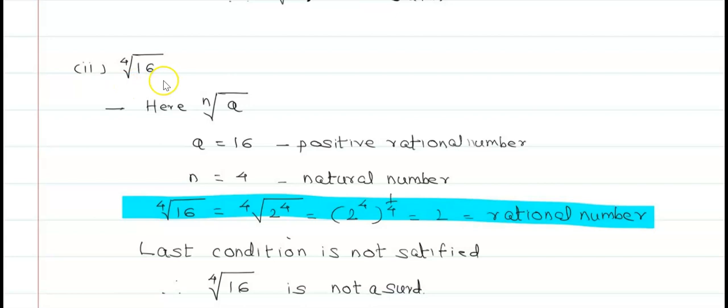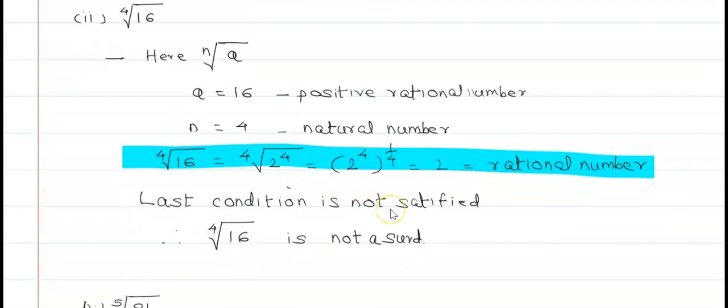Next is the 4th root of 16. Here a is equal to 16, which is a positive natural number. It's correct. n is equal to 4, a natural number. But what is the 4th root of 16? The 4th root of 16 can be written as the 4th root of 2 raised to 4, since 16 means 2 raised to 4. Now here 2 raised to 4, and the whole bracket to the power 1 by 4, comes to be 2. That is, these 4s get cancelled. Power to the power means multiplication of the powers, that is 4 into 1 by 4, which equals 2, and it is a rational number. That is, the last condition is not satisfied. We require an irrational number, and therefore the 4th root of 16 is not a surd.